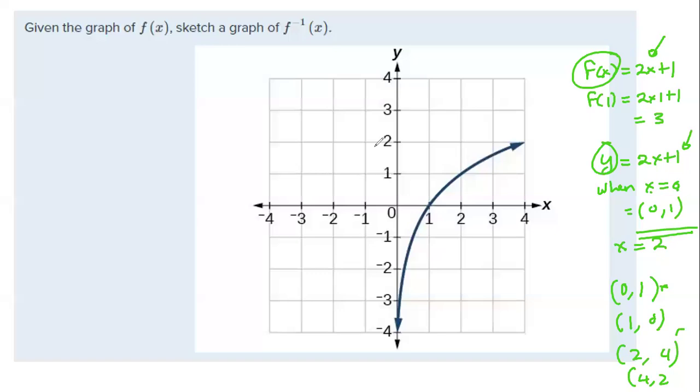But here, when it comes to an inverse, look at the curve you have. Can you identify for me one point you see on this curve that you can read? 2, 1. What could be its inverse? 1, 2. You plot that point. Identify another point. 1, 0. What could be its inverse? 0, 1. So you do like that.